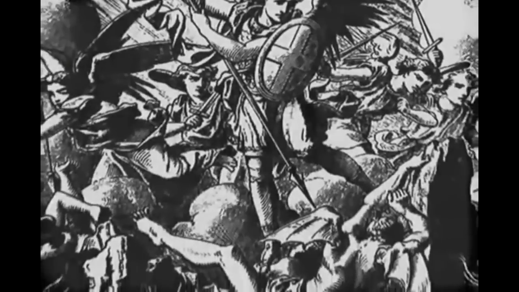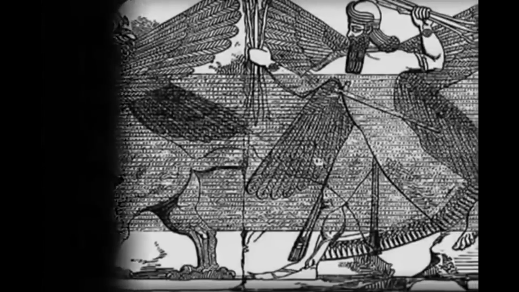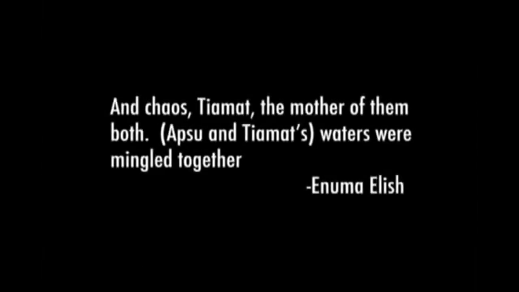One of the most revealing accounts is the battle of the gods in heaven and the ensuing flood. In the Bible, Lucifer rivaled the Lord and was defeated and cast down to earth. In the creation myth of the Enuma Elish, we find a similar story of Tiamat being defeated by Marduk and cast down to the abyss of Apsu. In Chaos, Tiamat, the mother of them both, Apsu and Tiamat's waters were mingled together, meaning that the chaotic waters of Tiamat were somehow mixed with the sweet waters of Apsu. Apsu was the Sumero-Akkadian god of the abyss beneath the earth.